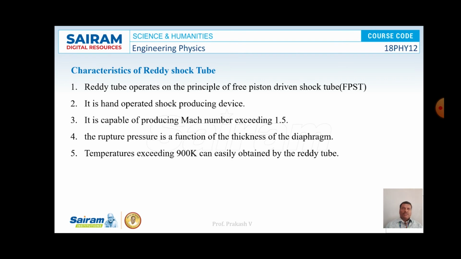When we look at the characteristics of the Reddy shock tube, it operates on the principle of a free piston driven shock tube. It is a hand operated shock tube capable of producing Mach number exceeding 1.5. The rupture pressure is a function of the thickness of the diaphragm, and temperature exceeding 900 K can be easily obtained by making use of the Reddy tube. So these are all the characteristics of the Reddy shock tube.